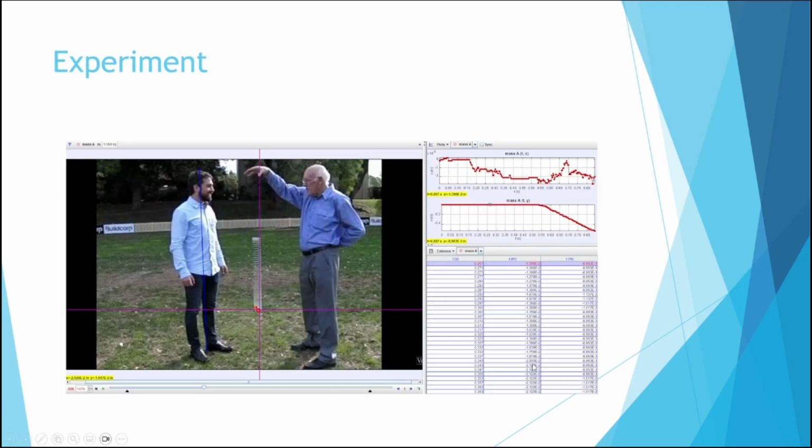This is a picture of the tracker video where the slinky started in the man's hands right here, and then he released it, and the bottom of the slinky was tracked as it fell to the ground, showing this graph of its Y position.